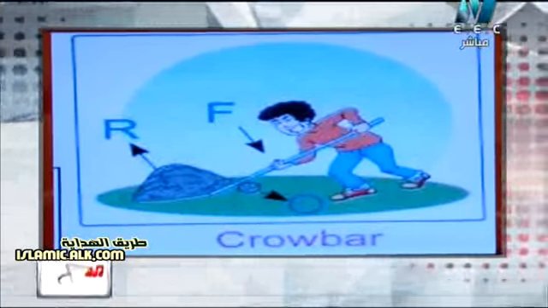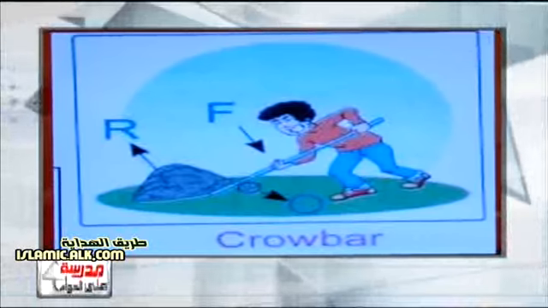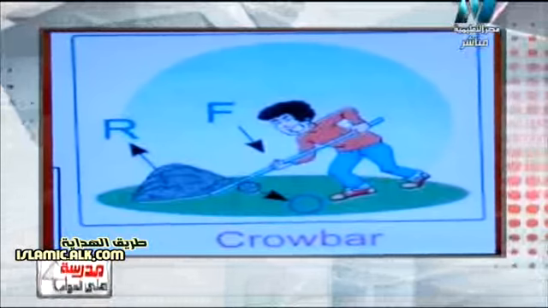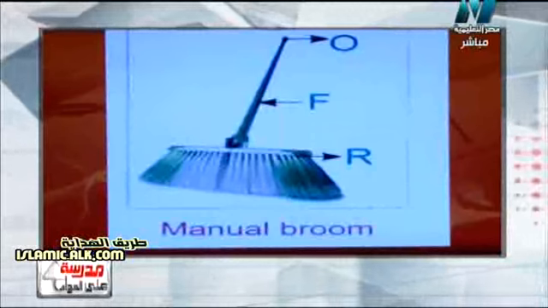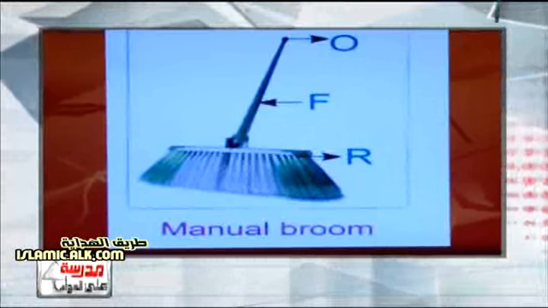Okay, so now again, crowbar is what? Crowbar is a first class lever because it contains fulcrum between effort force and the resistance. Another exercise or another picture: the manual broom, أو المكنسة اليدوية. It is the third class lever. Why? Because it contains effort force between the resistance and fulcrum. So surely it will be the third class lever.